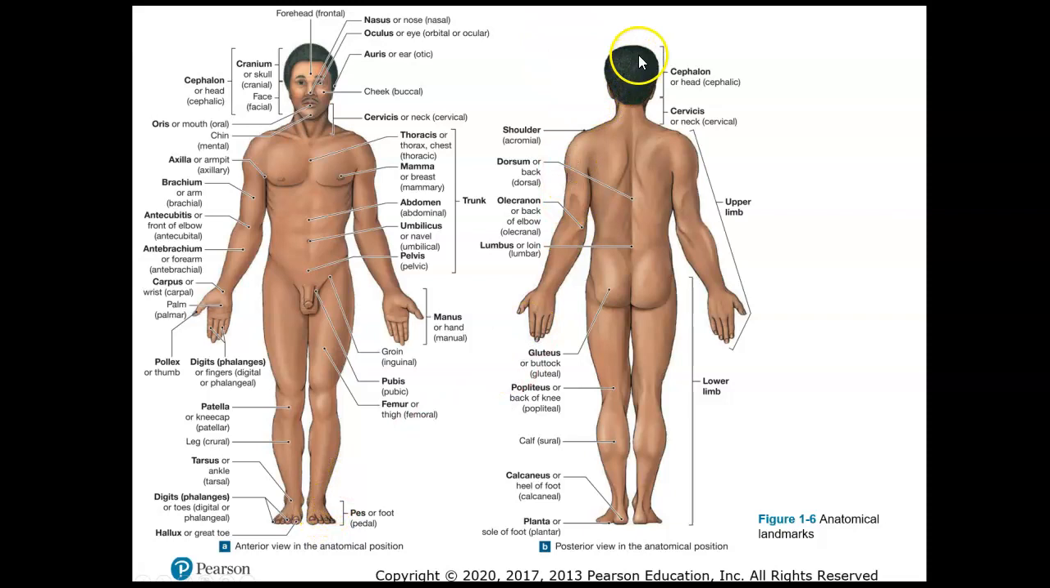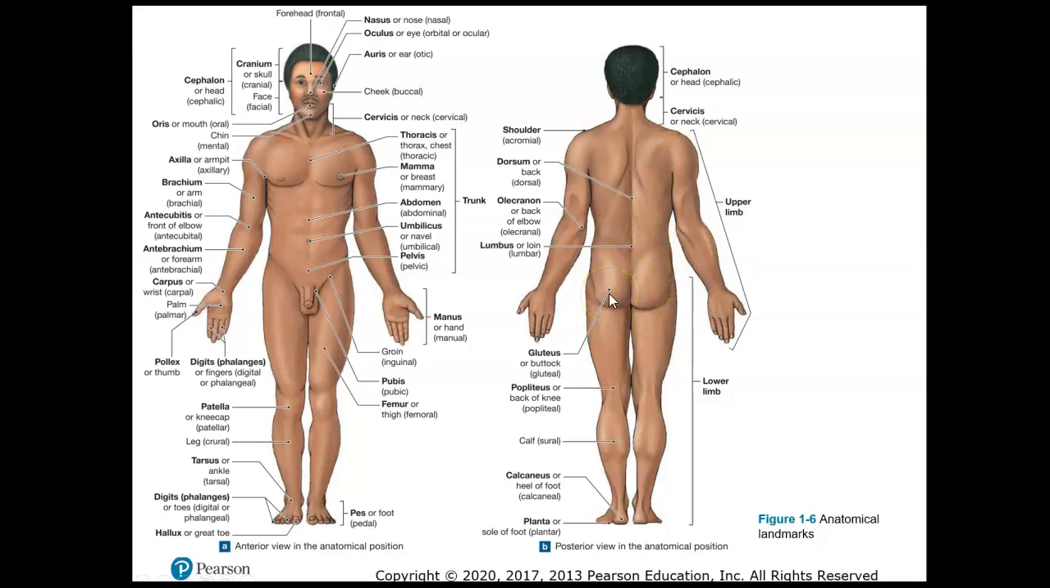Now let's look at the posterior view or the back view of the man, starting on the right side of the figure, which is actually his left side. Okay, so shoulder is acromial region. The back, which is the upper part of the back, is the dorsum or dorsal region. The elbow is the olecranon or olecranal region. The loin, which is the lower back, is the lumbus or lumbar region.